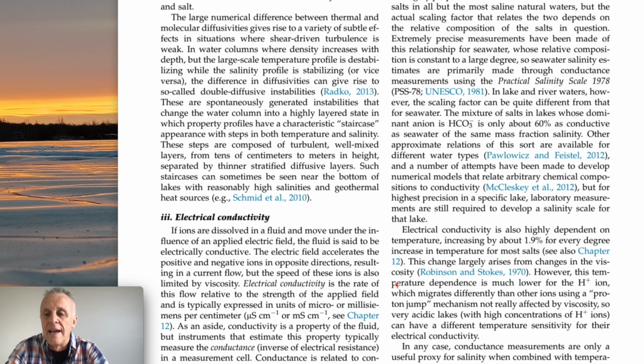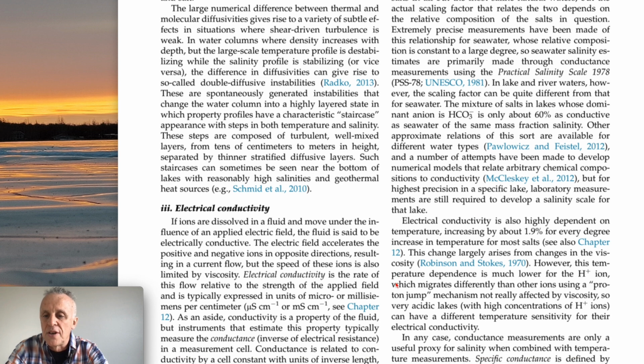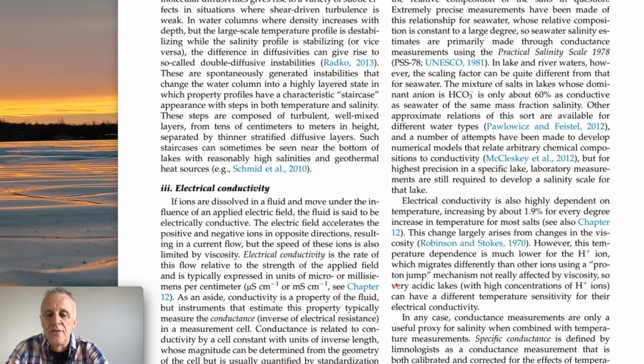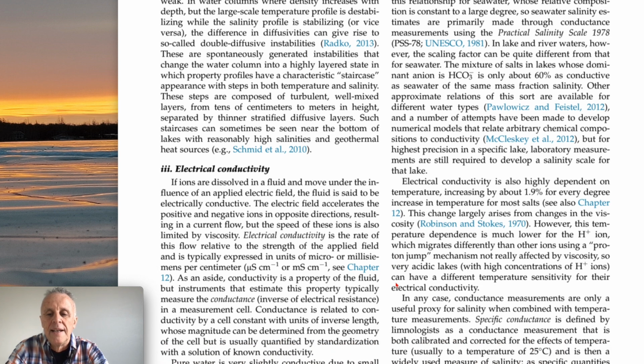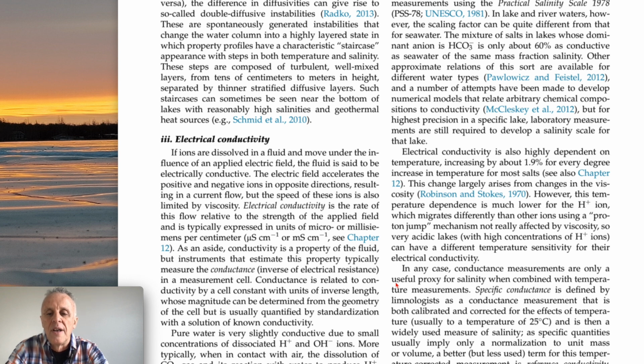In lake and river waters, however, the scaling factor can be quite different from that for seawater. The mixture of salts in lakes whose dominant anion is bicarbonate is only about 60% as conductive as seawater of the same mass fraction salinity. Other approximate relations of this sort are available for different water types, and a number of attempts have been made to develop numerical models that relate arbitrary chemical composition to conductivity, but for highest precision in a specific lake, laboratory measurements are still required to develop a salinity scale for that lake.